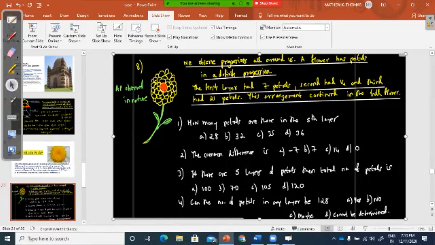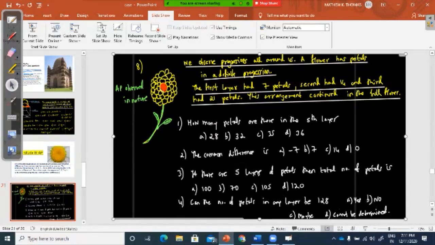If there are 5 layers of the petals, now the assumption is 1, 2, 3, 4, 5. The flower arrangement is like that for 5 times. What will be the total number of petals? Which means we have to find Sn. S5 we can apply. Sn is n by 2 times (a plus l). The first layer has 7 petals, the 5th layer has 35, so a plus l will be 42. How many layers are we talking about? 5 layers. So 5 by 2 multiplied by 42 gives 105.